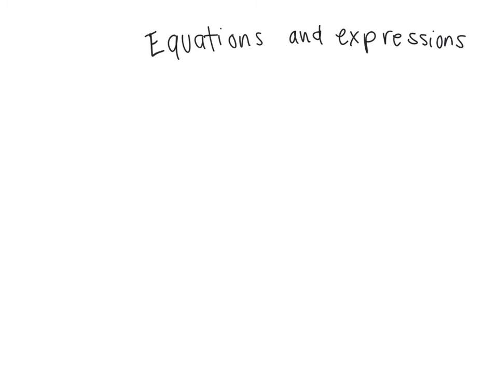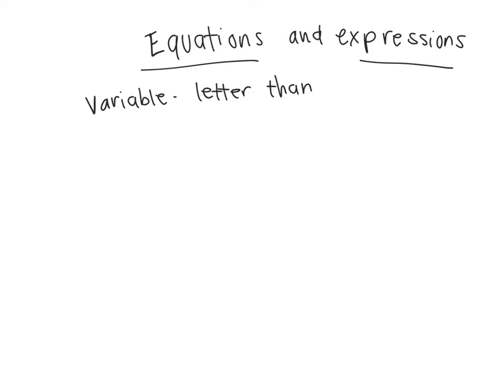Equations and expressions. When we're talking about equations and expressions, we're talking about algebra, which means we're replacing a number with a letter, and remember that's called the variable. The letter stands for a number, and that letter could be anything. But if it's the same letter, that means it's the same number. So if you had x plus x in a sentence, x has to be the same number. It's a letter that replaces a number.